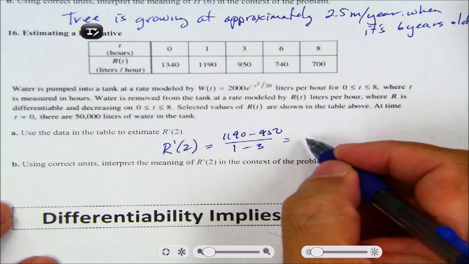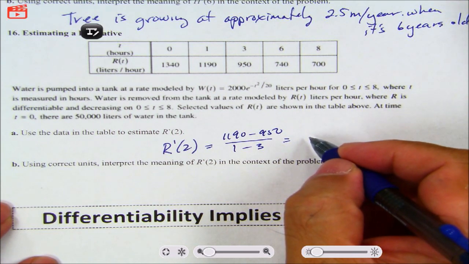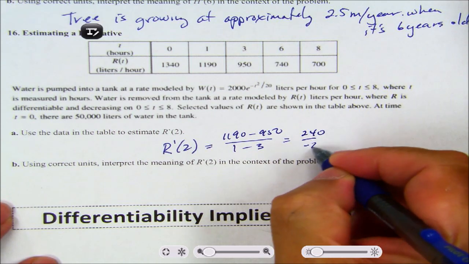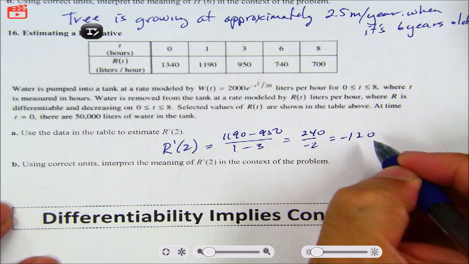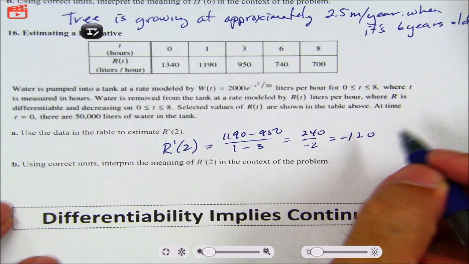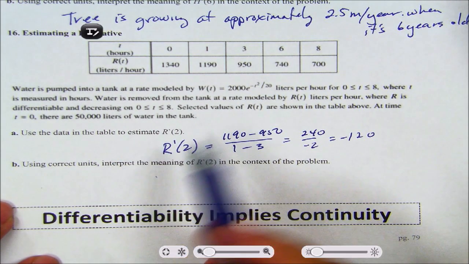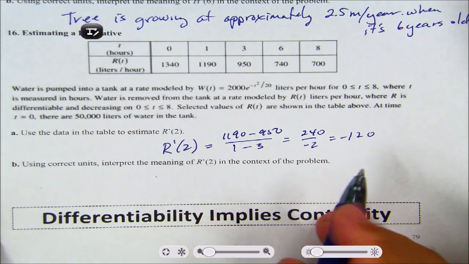Is that 240 over negative 2? Did you get negative 120? Yeah, it's negative 120. All right, it's light work. Look at that, all those words, and all we're doing is this. But then we have to do the interpretation.